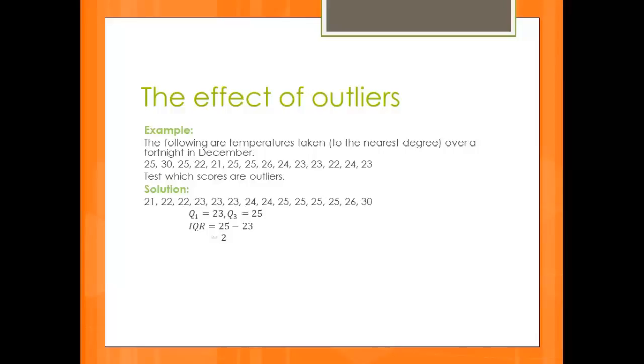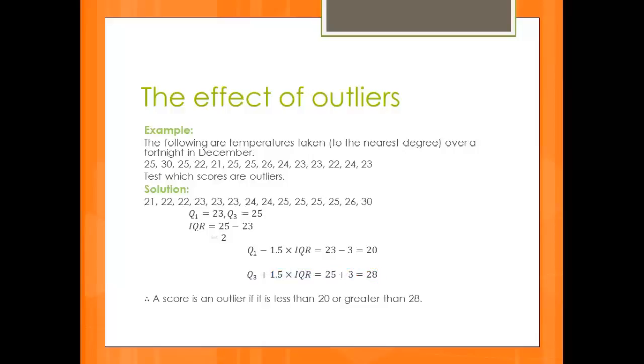We then substitute these values into the rules to test which scores are outliers. So the lower quartile is 23, and we subtract 1.5 times the interquartile range, which gives us 3. So our lower limit is 20. Using our rule for our upper limit, we add 3 to the upper quartile 25 to give us 28. Now this tells us that an outlier will either be less than 20 or greater than 28. Therefore, we can see that 30 is an outlier in this set of data.